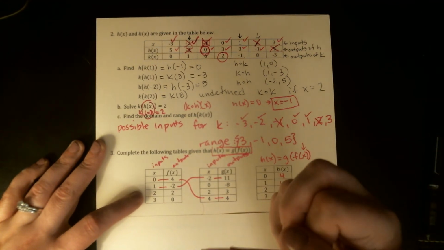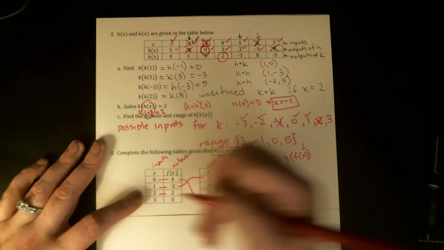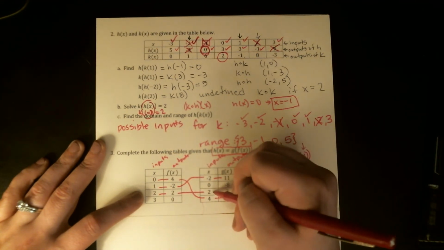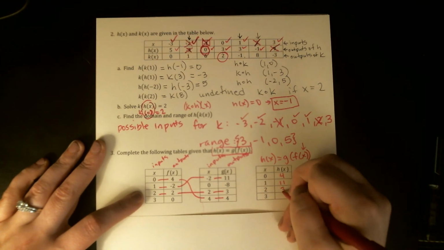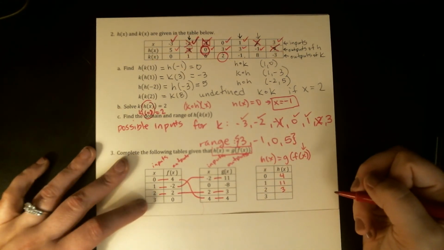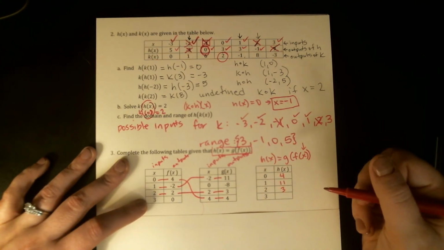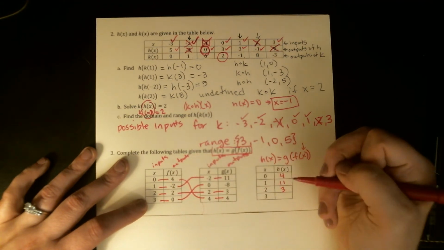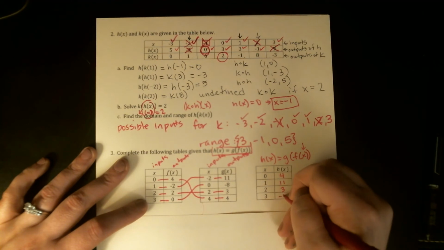If I plug 2 into f, I get back a 2. If I then plug the 2 into g, I get back a 3. And then last one, if I plug 3 into f, I get a 0. If I plug the 0 into g, I get a -8.